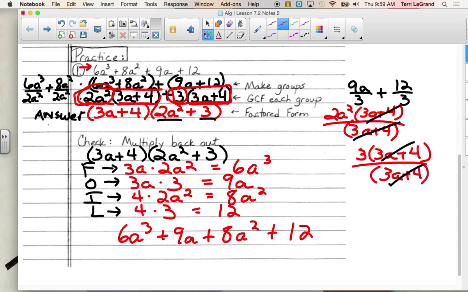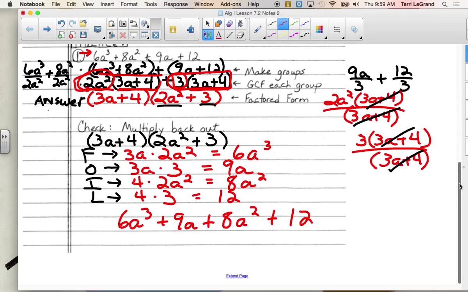Multiply that out and see how you do it. We'll check it against what we started with. Okay, so I use FOIL. Some of you prefer rectangle.